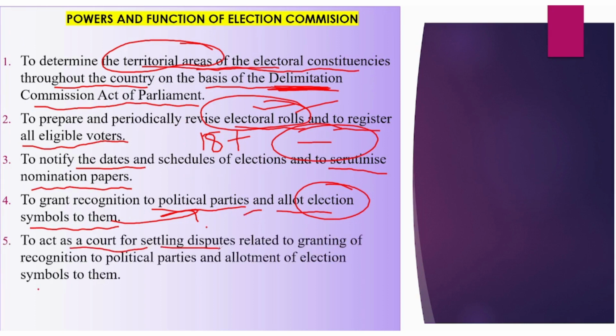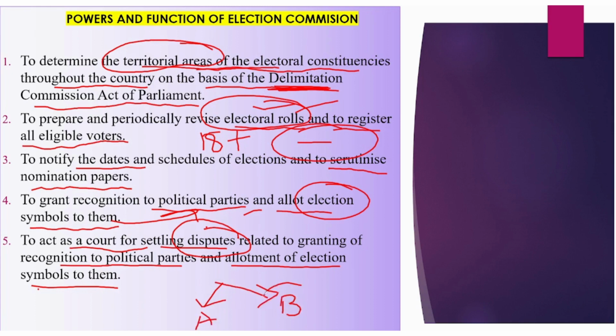As a court for settling disputes. What kind of disputes might it be? It might be about the recognition of political parties or the allotment of election symbols to them. If there is a dispute between two parties, say party A and party B, and they prefer to have the same symbol from that list, then the Election Commission will act as a court. They will allot other symbols for both these parties.